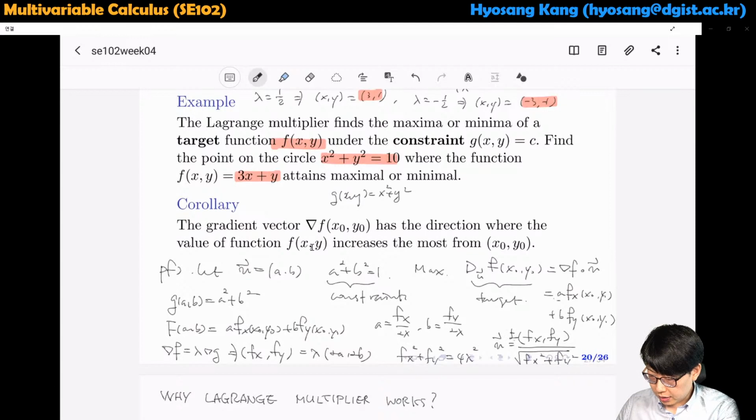Depending on the sign here, you get the positive value and negative value. Positive value means the function increases, negative value means the function decreases. So if you want to increase the function the most, then you need to take the vector u to be the unit vector in the direction of the gradient. If you want to decrease the function the most, then you have to take the negative direction of the gradient vector.